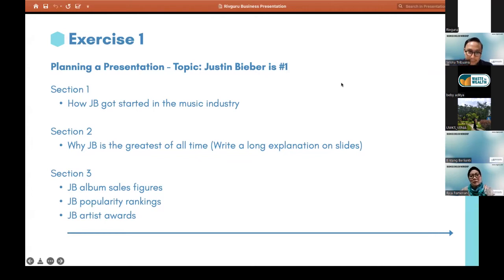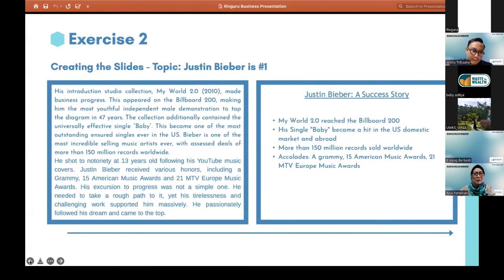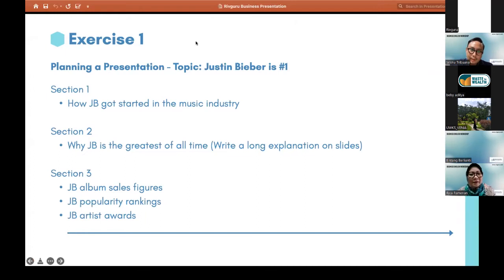Section 2. Okay, Bu Bintang, yes, section 2. It says, write a long explanation on the slides. That's the last thing that you want to do. Just keep your slides short, keep your points short and specific, and then just elaborate when you talk, yeah?